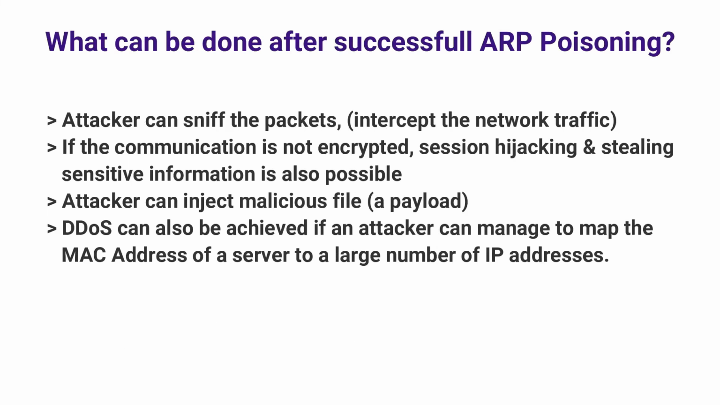There are different things that can be achieved using ARP poisoning. Let's just discuss them. After a successful ARP poisoning or ARP spoofing attack, an attacker can intercept the network traffic between two or more devices and can steal valuable or sensitive information such as login credentials and session cookies. An attacker can inject malicious files or edit data. Also, distributed denial of service can be achieved if an attacker manages to link the MAC address of a server to a large number of IP addresses.